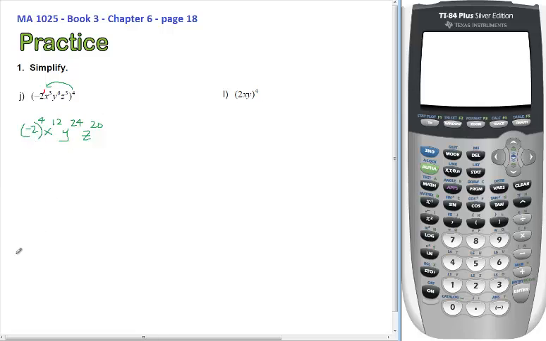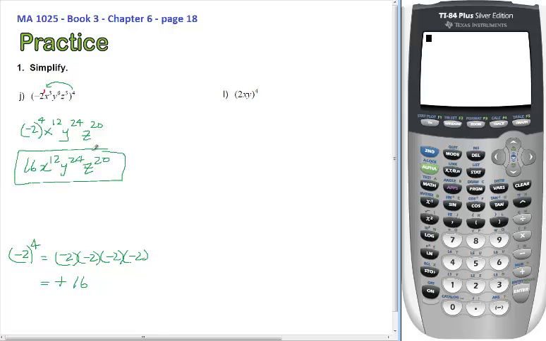Now expand this number. What does negative 2 to the power 4 mean? It means negative 2 times itself 4 times. And when you have a negative inside the bracket, that to an even exponent, the answer will always be positive. So you have an even exponent here with a negative inside the bracket, then you will always get a positive answer. So right here now I get positive 2 times 2 times 2 times 2, which is 16. So your final answer here is 16, x to the 12, y to the 24, z to the 20. Okay, there's your final answer there.